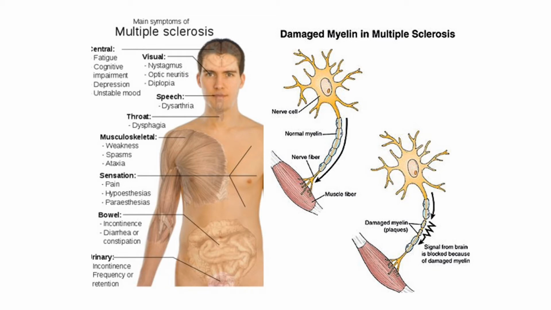People can have dysarthria, dysphagia, difficulty speaking or swallowing. Musculoskeletal problems can include not just weakness, but sometimes spasms, ataxias, uneven gait, difficult gait, unbalanced. And people can have bowel and bladder problems related to either incontinence or retention.